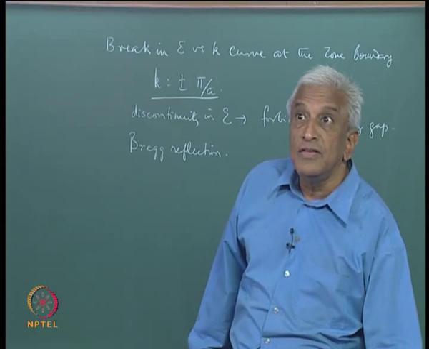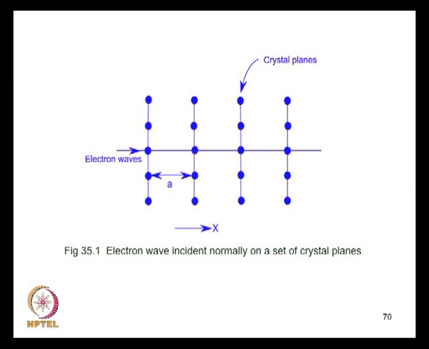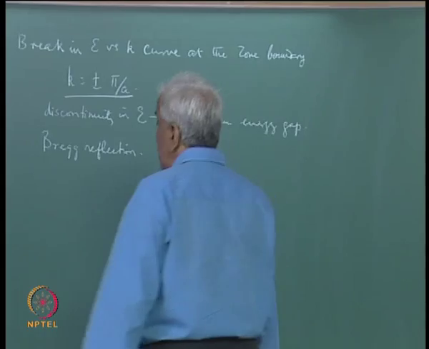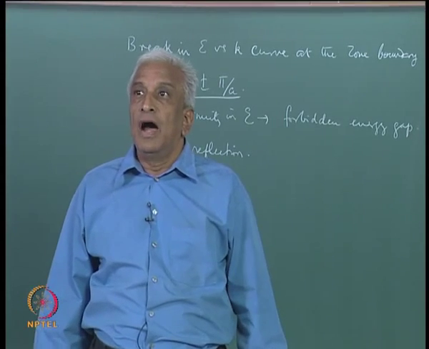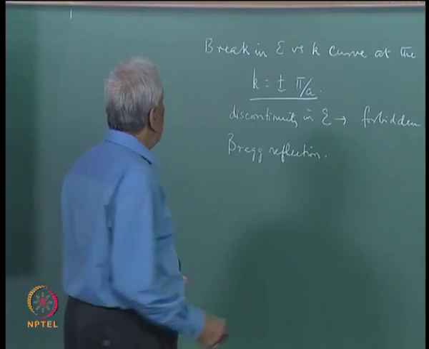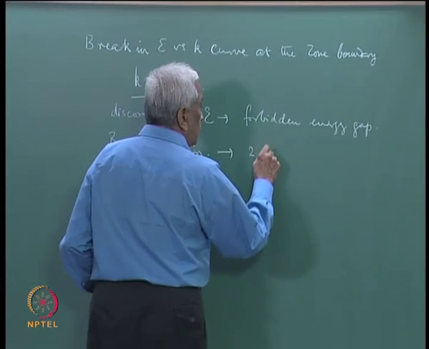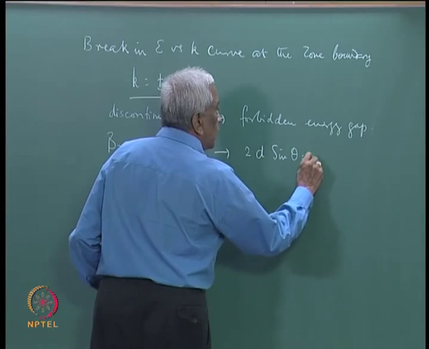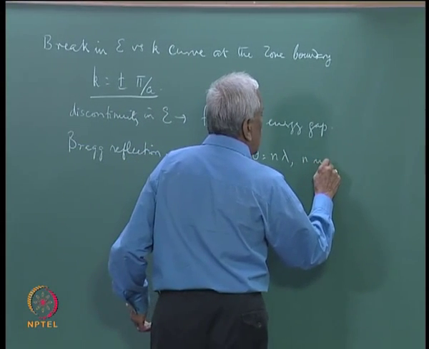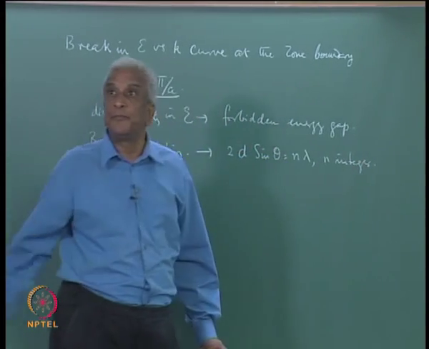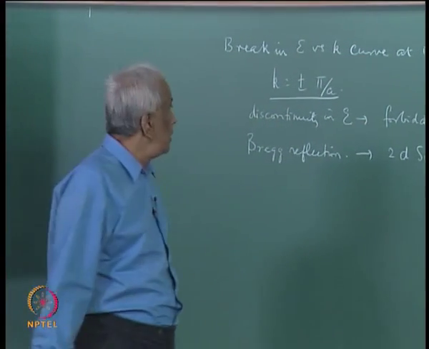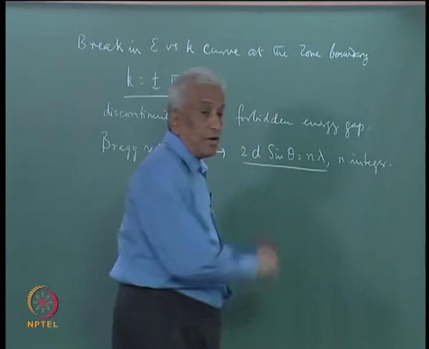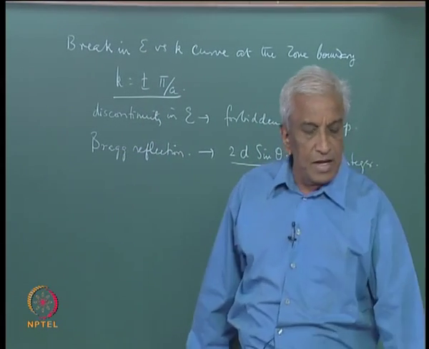In order to understand this, let us consider an electron wave moving in the x direction as shown in figure. These electron waves are normally incident on a set of crystal planes, and according to Bragg's law, diffraction occurs. The Bragg condition is well known: 2d sin theta equal to n lambda, where n is an integer. The electron waves are incident normally, therefore this is the condition for diffraction, same as that for x-rays.